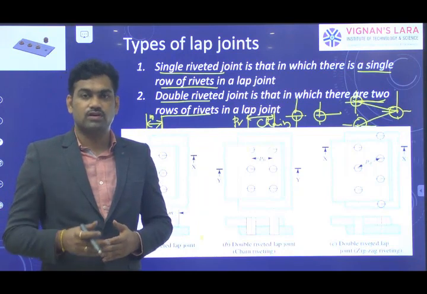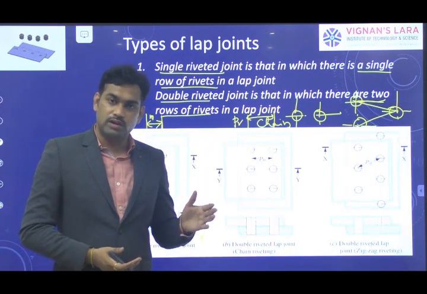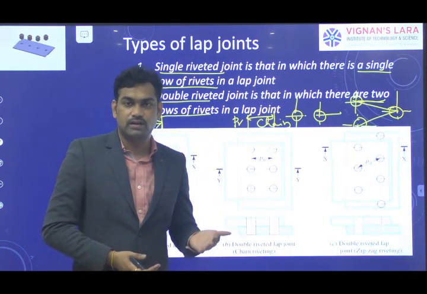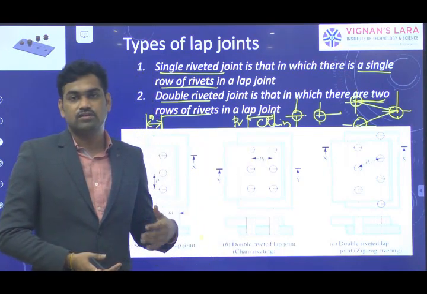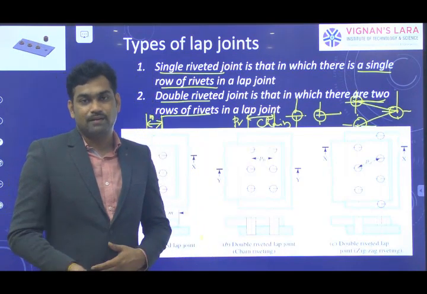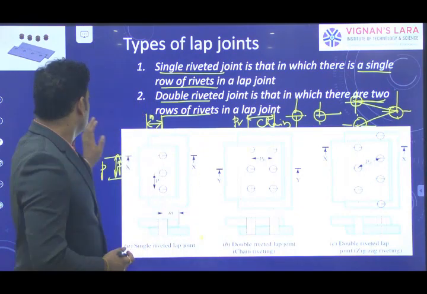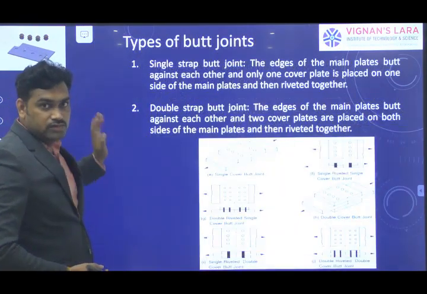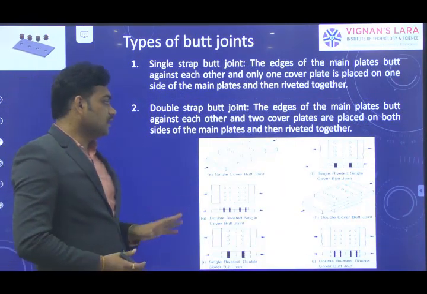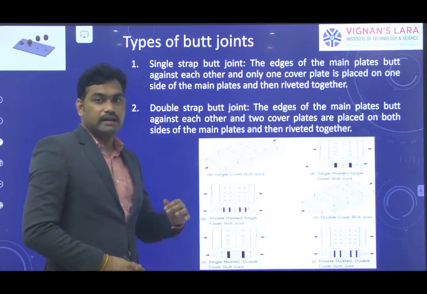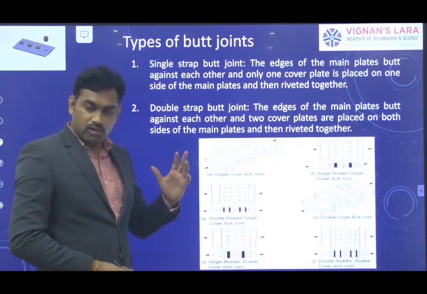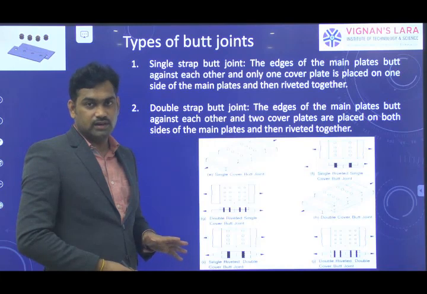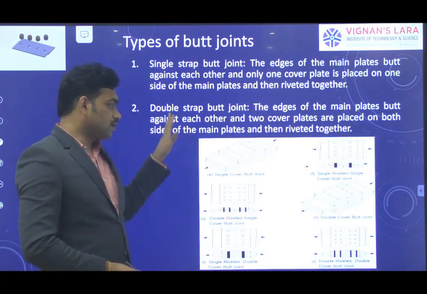If it is a single row, we call it single riveted. If it is double, two rows are present, double riveted. If three rows are present, we call it a triple riveted lap joint. Clear? And coming to the butt type of joint, butt joints can be classified based upon the number of rows of rivets present in that joint, as well as the number of straps.